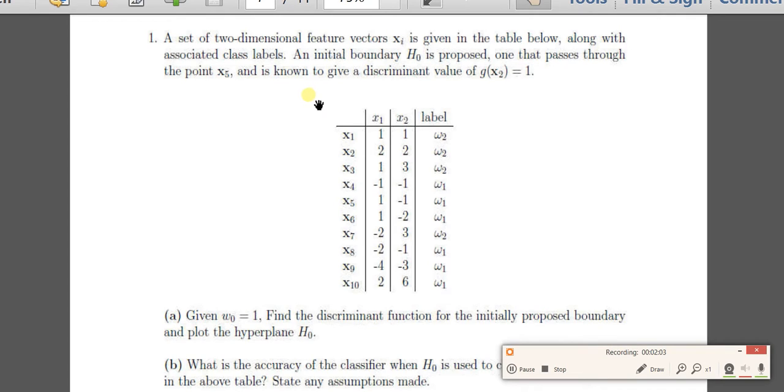So it gives you two clues. It tells you that an initial boundary H is proposed, and that it passes through the point x5, and it has a discriminant value of g of x2 equals 1. So what does that mean? Let's take the first part of this, that the boundary passes through the point x5. So x5 has x1 equals 1 and x2 equals -1.